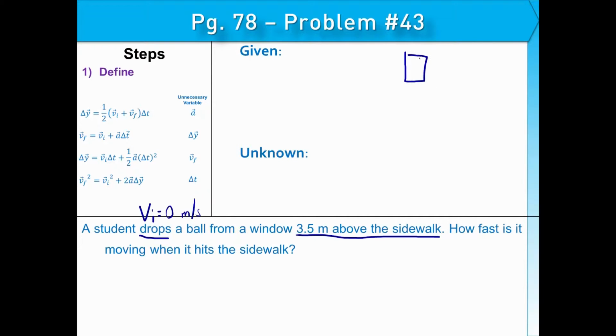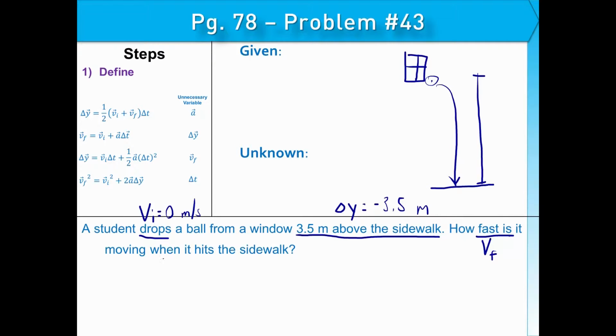and draw a window and let this be the sidewalk. So it drops from here downward. That means that this here is a y displacement then. And if we let this be our origin, that means that it's going to drop below 3.5 meters. So its y displacement then is going to be negative 3.5 meters instead of a positive 3.5 meters. How fast, or in other words, what is its final velocity when it hits the sidewalk bed?